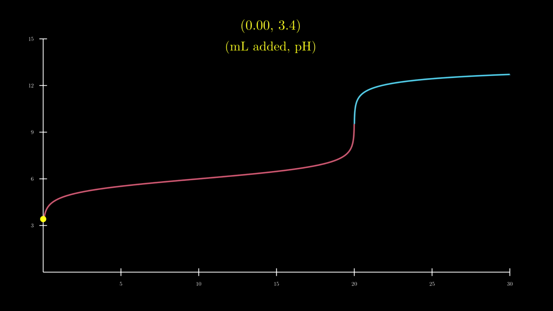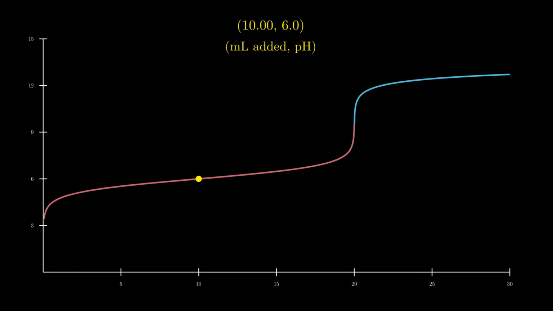Now let's look at the actual buffer graph. The yellow point represents a certain amount of strong base added to weak acid in mils, and the y-axis is the pH. As some base is added, the pH initially increases a bit, but as it approaches the halfway point, the pH barely changes at all. Around the halfway point is the buffer zone, where the pH changes very little.